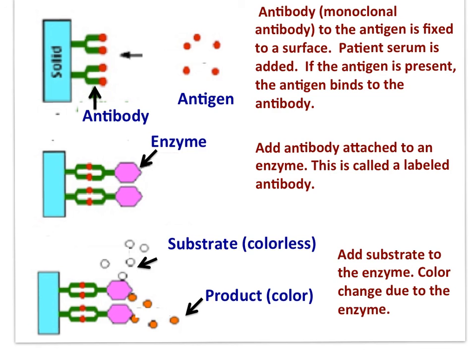An antibody, seen here in green, an antibody to the antigen is fixed to the solid surface. This might be a monoclonal antibody. Now patient serum, blood serum, is added. And if the antigen is present, in other words, if the patient is infected, the antigen binds to the antibody. Now, just to be clear, the antigen in the patient blood serum could instead be an antibody to the antigen. In this case, we're dealing with the antigen itself. Just keep this difference in mind.